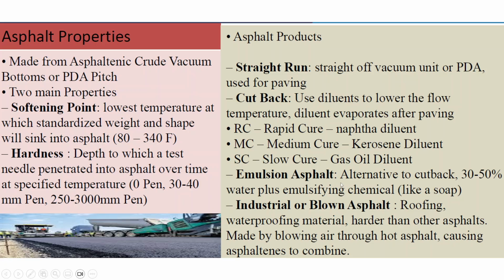Asphalt properties. As I told you, the asphalt products are basically the heavy hydrocarbon products that are derived from the crude oil. So they are basically of the type straight run, that is straight off the vacuum distillation unit, or by removing some amount of propane cut, that is propane deasphalting, and the cutback, made by using diluents to improve the flowability of the asphalt product.